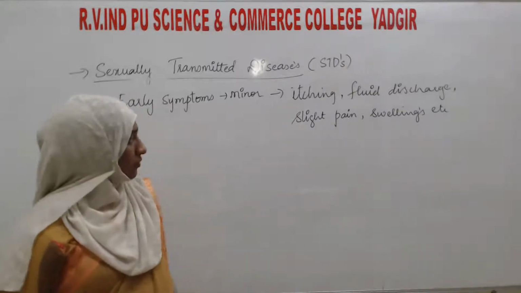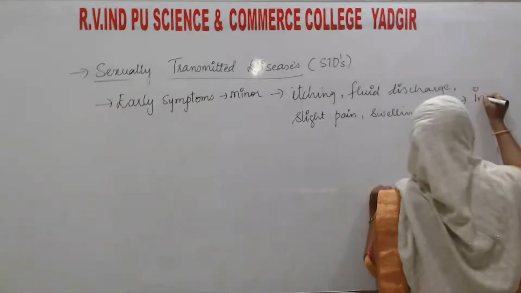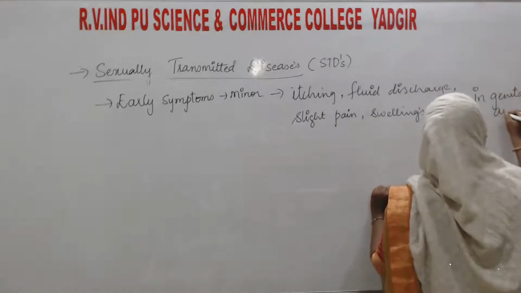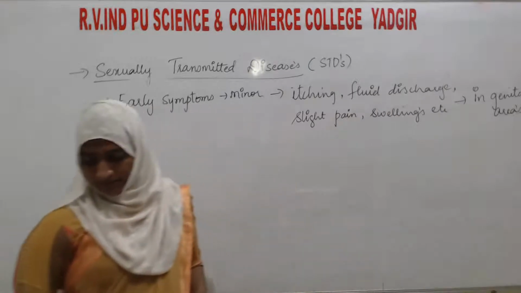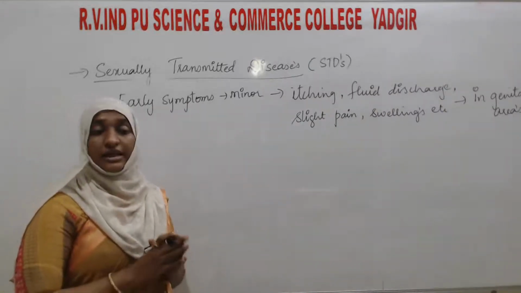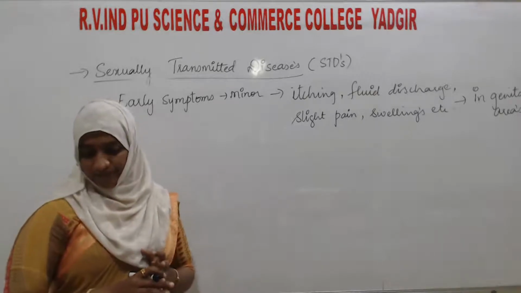Where does it take place? It is in the genital regions or genital areas. Then, other than that, there can be an absence of symptoms or fewer symptoms, that is, asymptomatic also we can say.